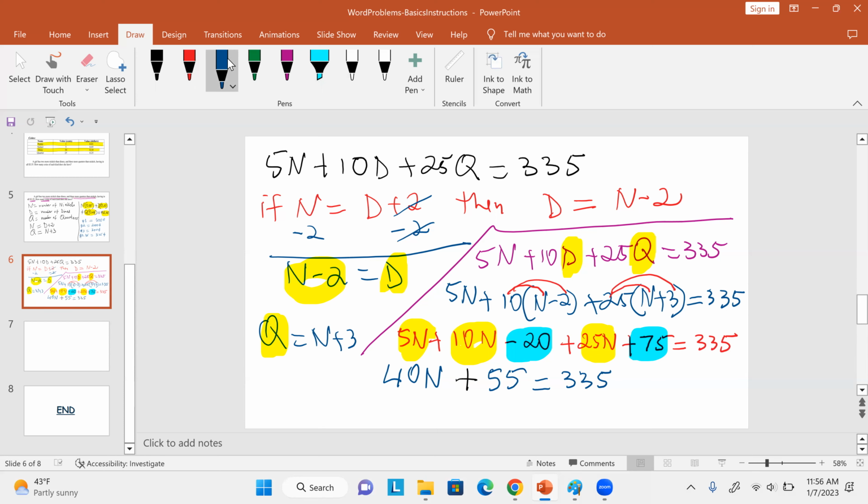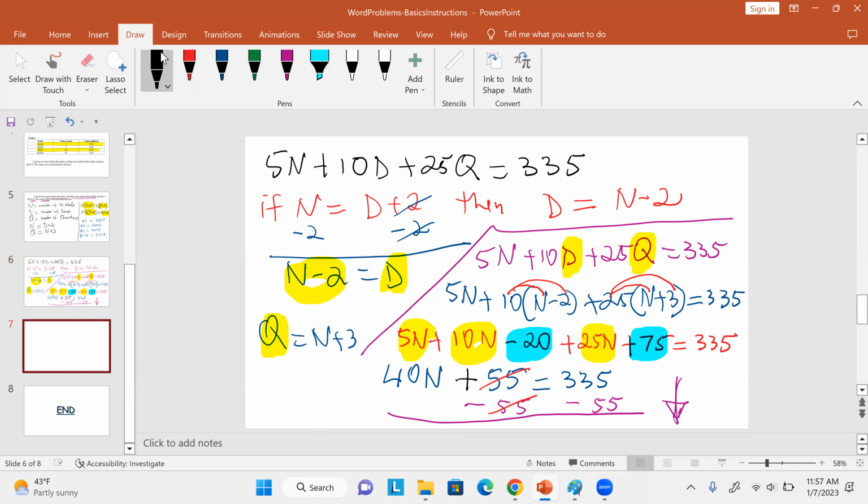Almost done. In this equation, we're going to solve for n, and if we know the value of n, which is the number of nickels, we can solve for d and the q. So to solve for n, we will subtract 55 on both sides. So 55 minus 55 will be 0. And the 335 minus 55 will be 280.